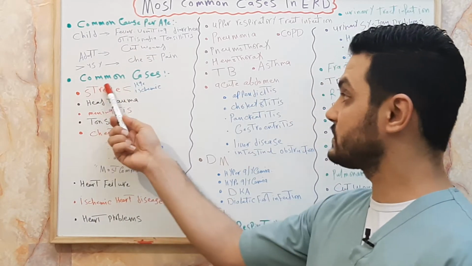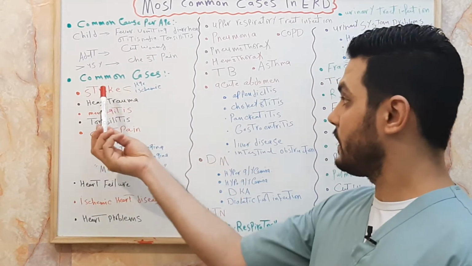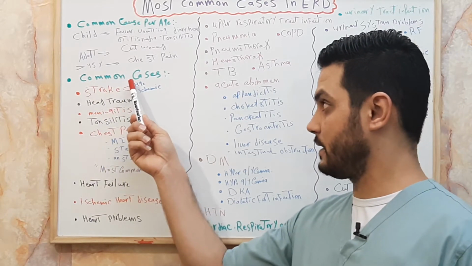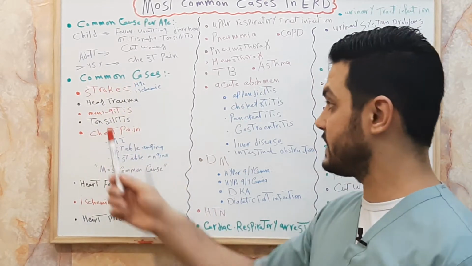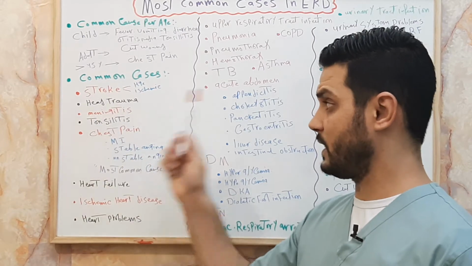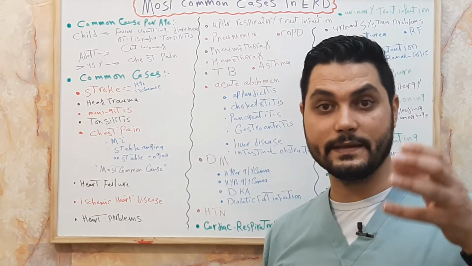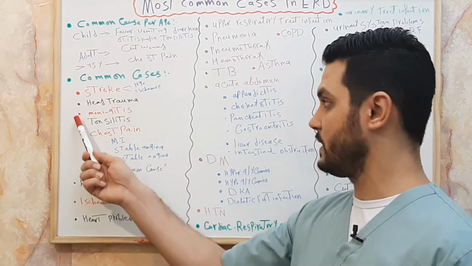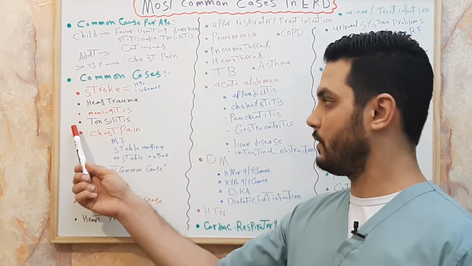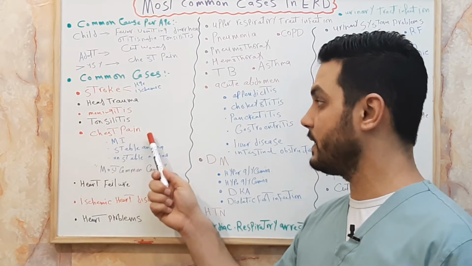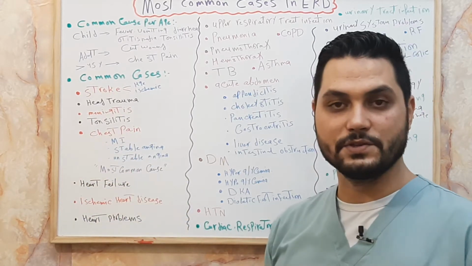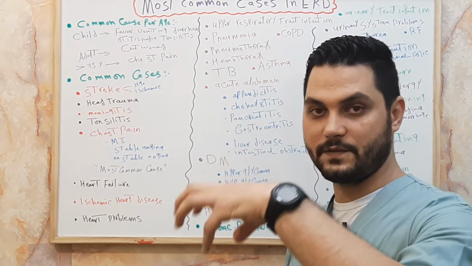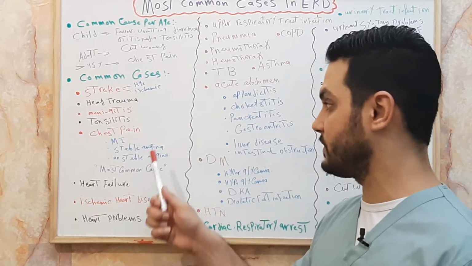Okay, what are the most common cases? Most common cases are stroke, either hemorrhagic or ischemic stroke. After that, head trauma. If anything hits the head, the patient will come with head trauma. The patient may have meningitis or tonsillitis, or chest pain like MI and stable angina. Stable angina is classified by ECG or cardiac enzymes done for the patient.